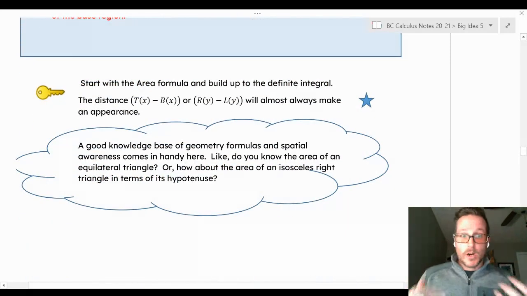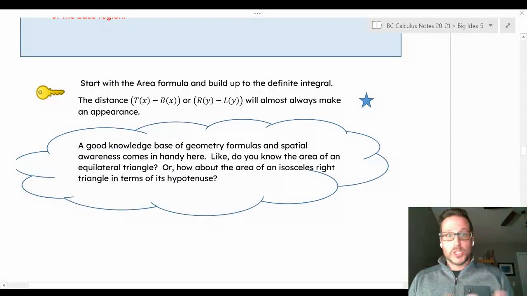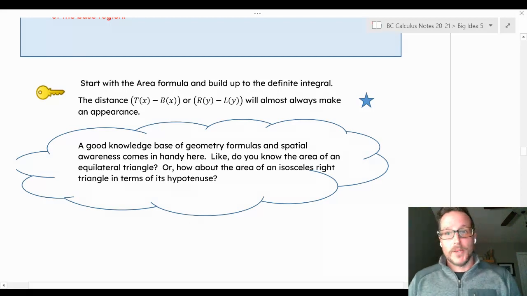So we're going to start with the area formula. We're not going to start with calculus here. We're going to start with geometry. You're going to be told what the cross-sectional shape is: semicircle, triangle, square, rectangle, what have you. You're going to start with the area formula for that shape.